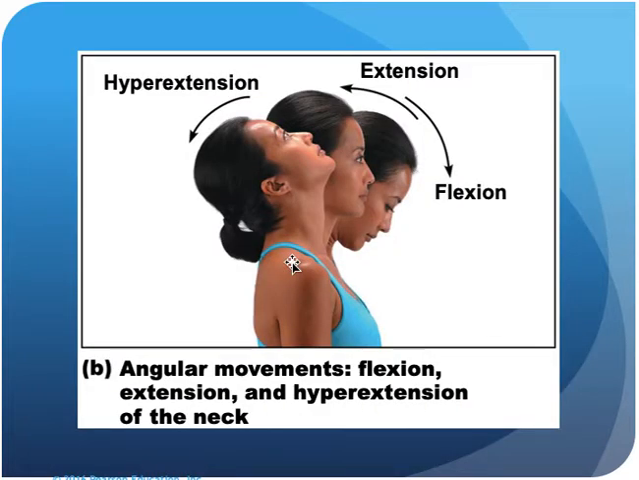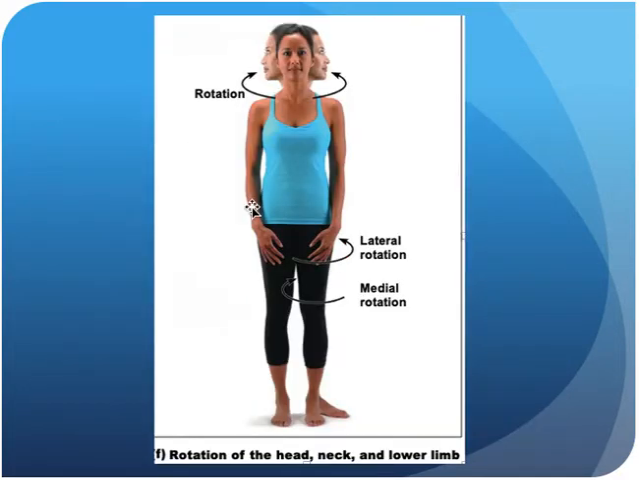So here are some other pictures from your textbook, and in this one they're showing you the flexion and extension of your neck. If I bend my chin towards my chest, that's going to be flexion. If I'm looking up at the sky, that's going to be extension. If I turn to the left or turn to the right, that's going to be my rotation, okay?